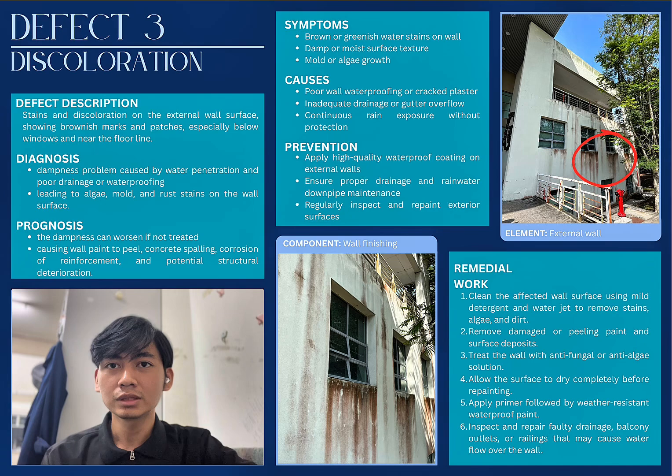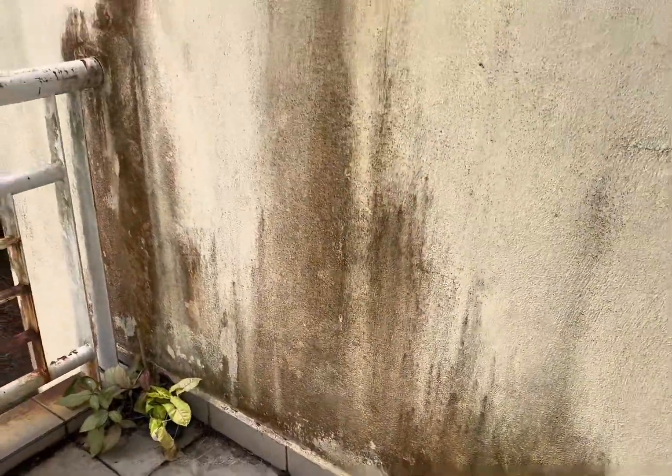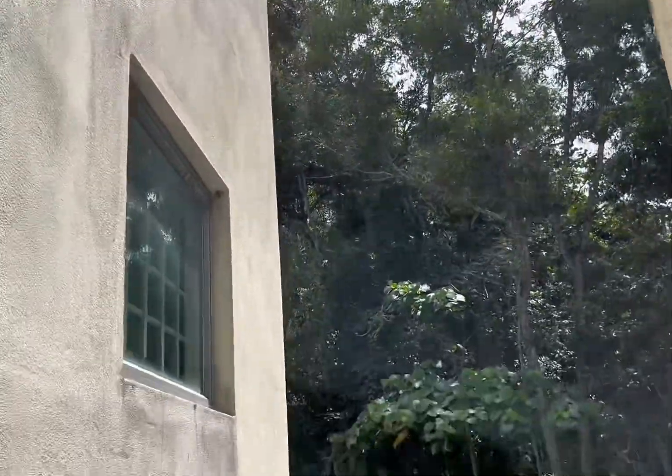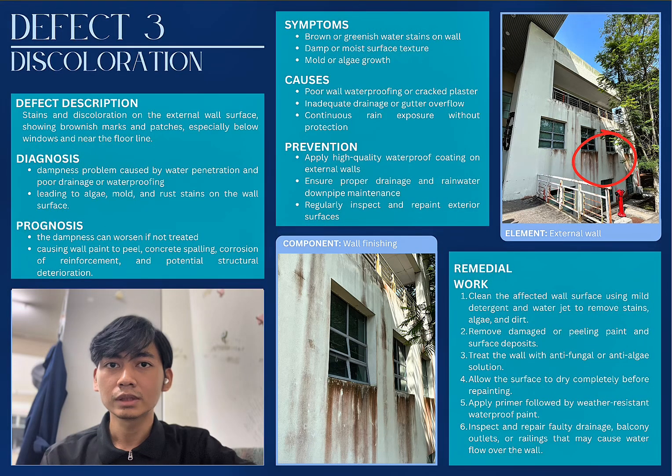During this inspection, the defect found is discoloration caused by dampness on the external wall. We can see brownish stains and patches, especially below windows and near the floor. This happens due to water penetration, poor waterproofing, and inadequate drainage, which encourage algae, mold, and rust stains to form. If not treated, the problem can worsen and lead to peeling paint, concrete spalling, and even reinforcement corrosion.